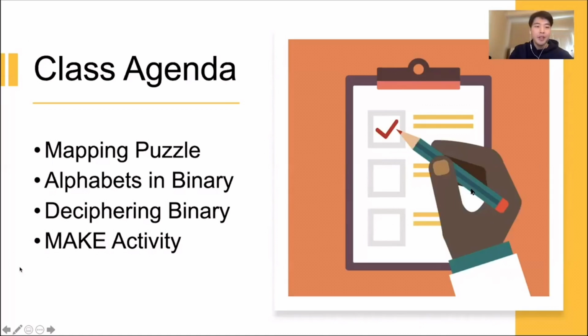So today we're going to talk about a mapping puzzle. It's a puzzle, it's going to be fun. Alphabets in binary, and I'm going to be deciphering binary. And we're going to do a little activity which will be used for next week's discussion group, okay?